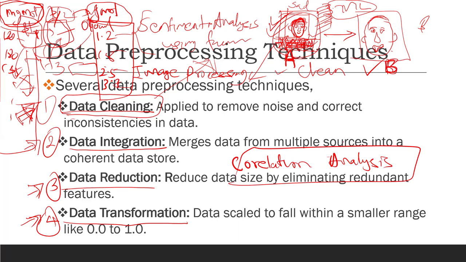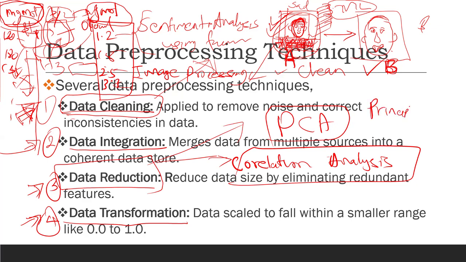Data reduction: also think about PCA. Has anyone heard about PCA in data science? What do you mean by PCA? If you have knowledge of these, you will get more knowledge about your research area. PCA means principal component analysis.